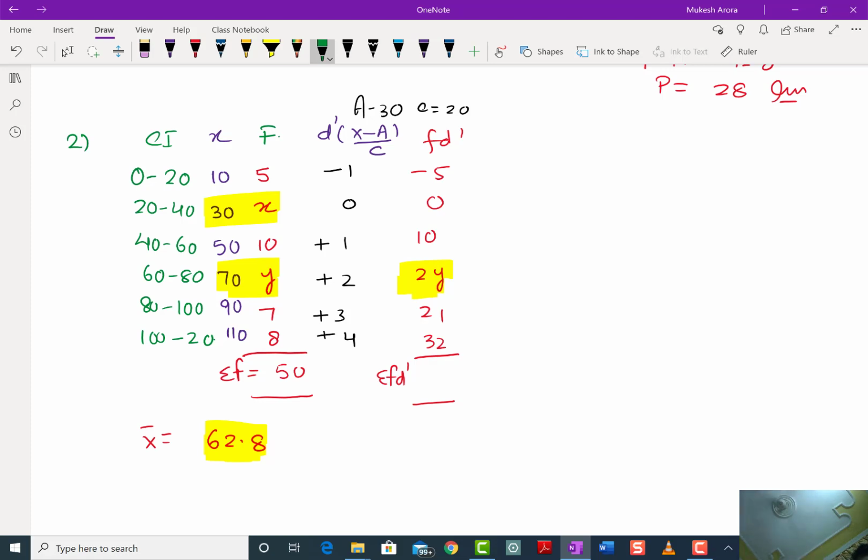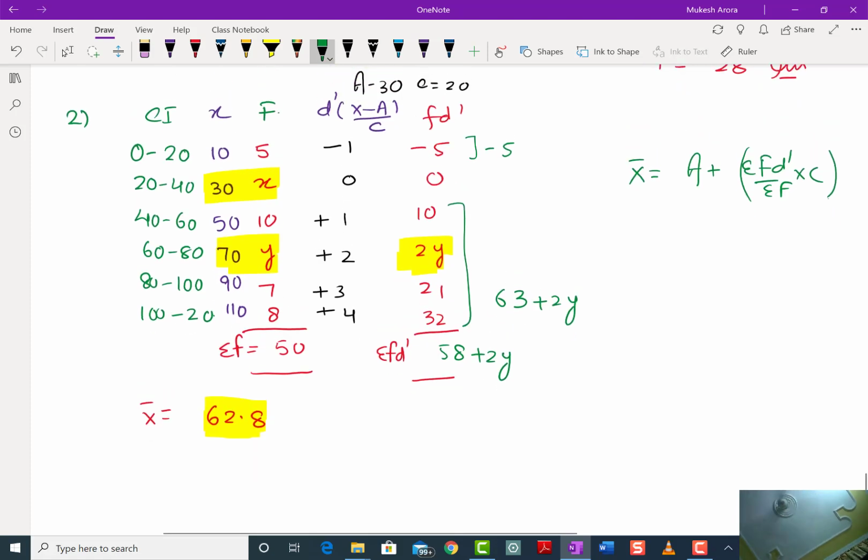So now the total will be minus 5, 10, 3, and so on, which gives 58 plus 2y, right? So the formula for the mean is equal to a plus sigma f d' upon sigma f, into c.